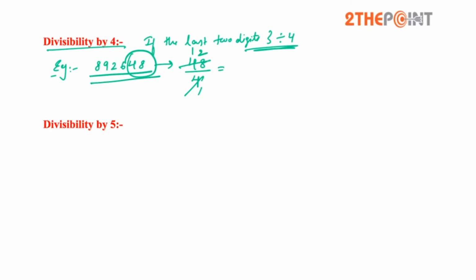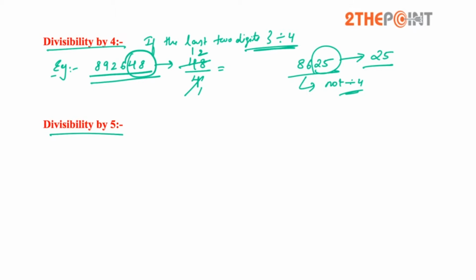Now let's take another example, 8625. For this, consider the last two digits, that is 25. 25 is not divisible by 4, and hence the given number is also not divisible by 4.